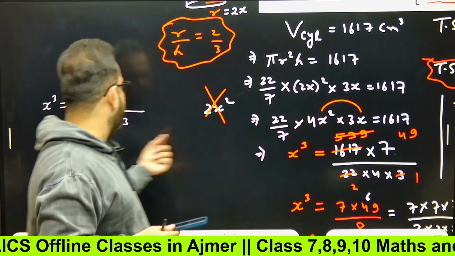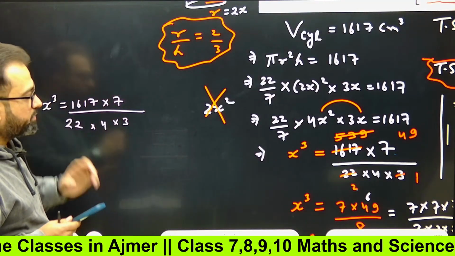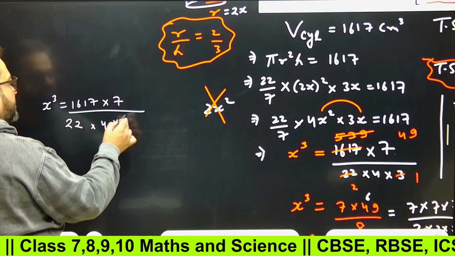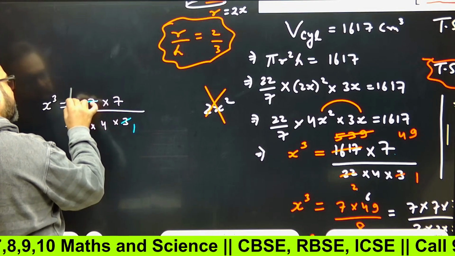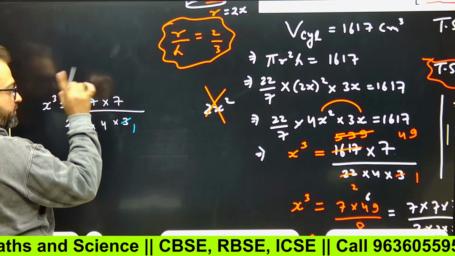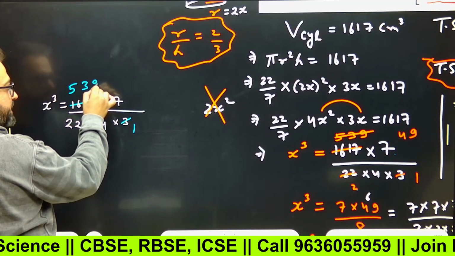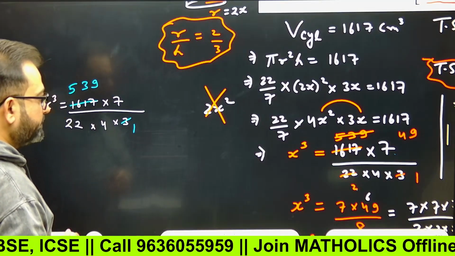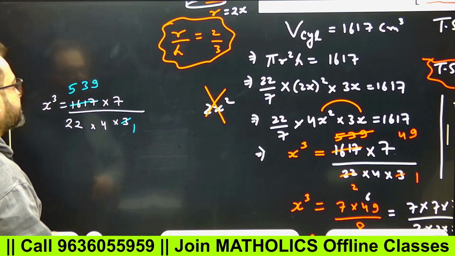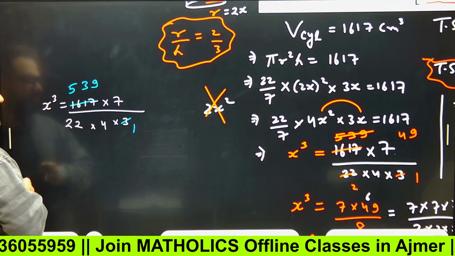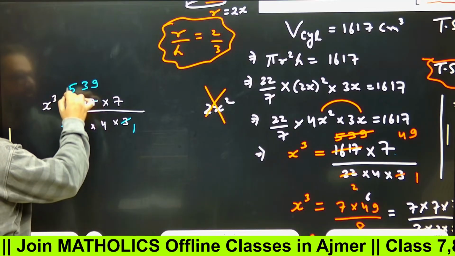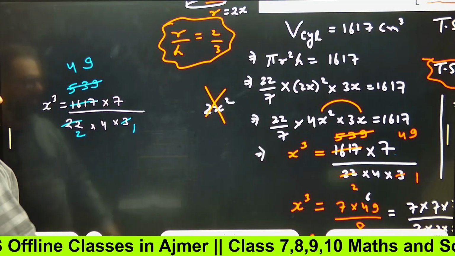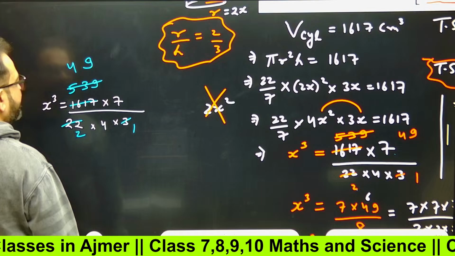22, 4 and 3 came to the denominator side, 7 went to the numerator side. Now let's start with 3. 3 ones are 3, 3 fives are 15, out of 16, 15 gone, 1, 11. 3 threes are 9, 2, 27, 3 nines are 20. Now it is 22. Can it be cancelled by 11? 11 twos are 22, 11 fours are 44, 11 nines are 99. So we are left with 49 into 7.